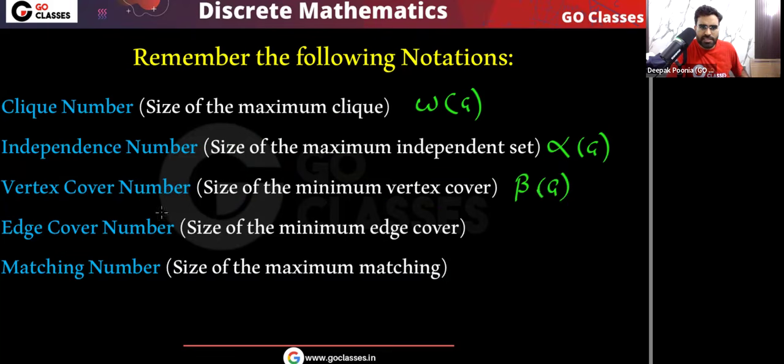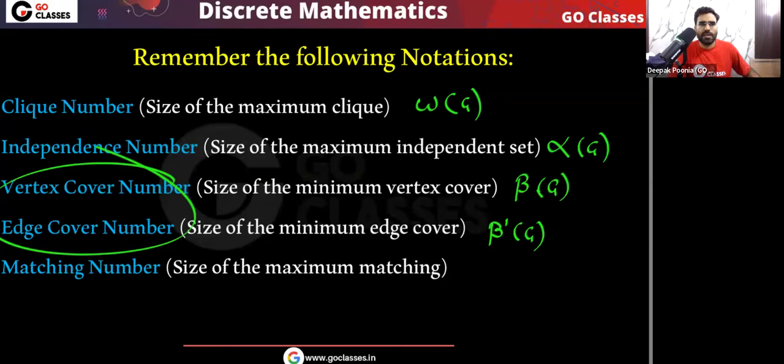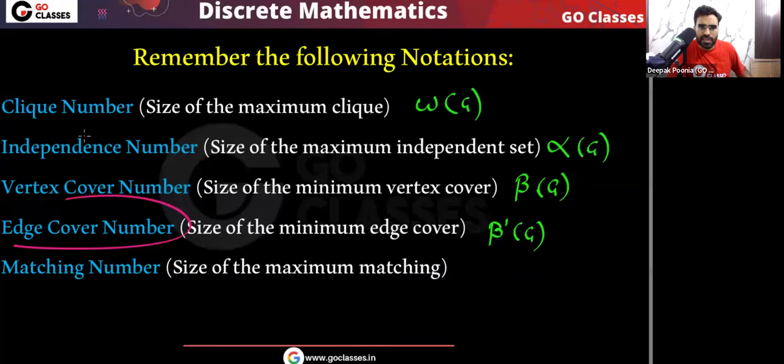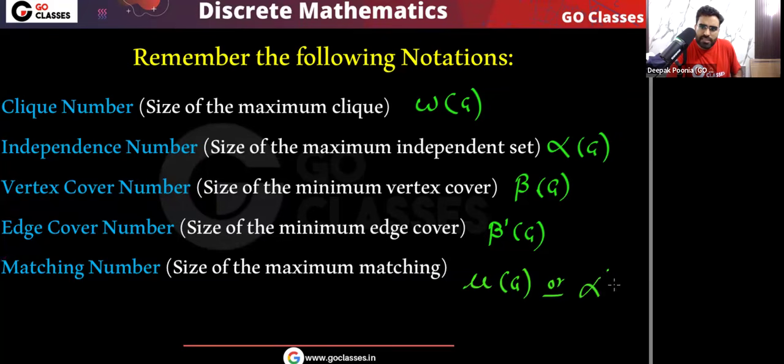What is edge cover number? Edge cover number means size of smallest edge cover in the graph G, size of minimum edge cover, and the notation is beta dash of G, because these are corresponding concepts for edges and vertices, right? So for vertex cover number we have beta G, and for edge cover number we have beta dash G. Okay, what about matching number? Matching number means size of maximum matching, size of largest matching in the graph G. And what is the notation? You can use mu G, or you can use alpha dash G.